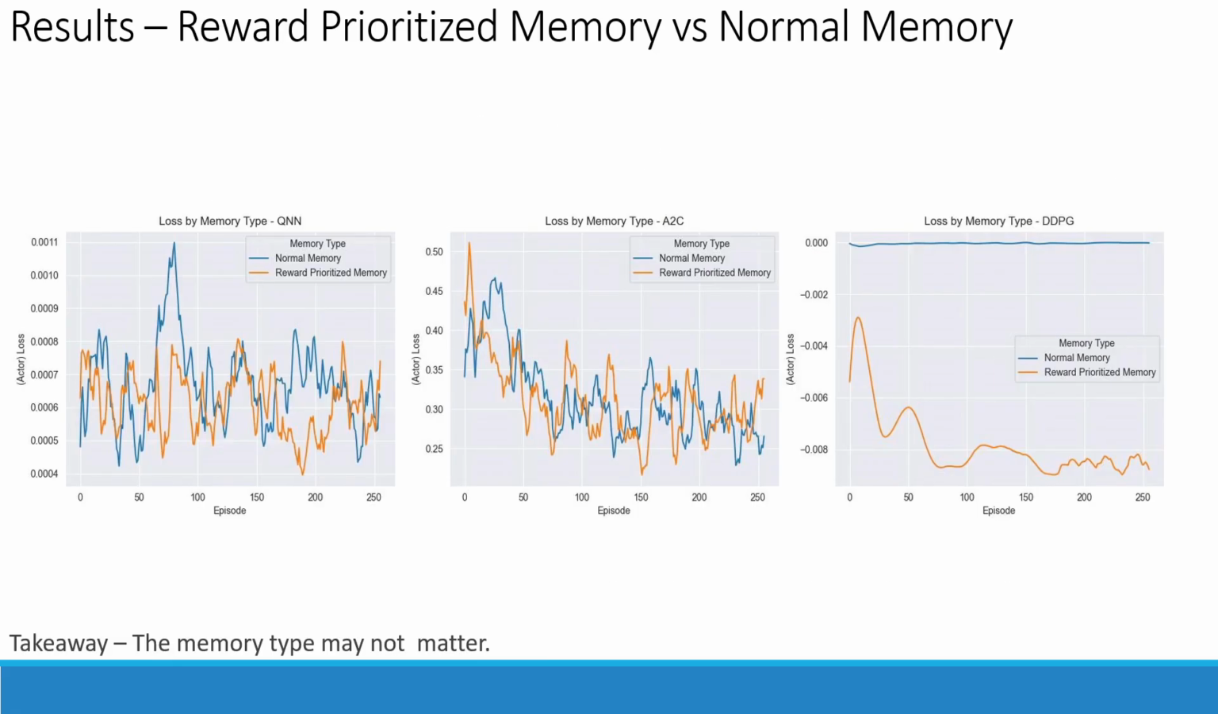So results. With the memory, I didn't see all that interesting of results. You'll notice that these losses are on different scales. That's because each algorithm uses a different type of loss, so they're not fair to compare against each other. And honestly, the reward prioritized memory seems to be a little bit more stable, as in the peaks tend to be a little bit lower, but it doesn't really yield good results all around. Normal memory seems to do just as well, perhaps with the exception of DDPG, where the reward prioritized memory does consistently get a lower loss, but I feel that's inconclusive and would need more experience. So in conclusion, the memory type does not seem to matter for this purpose.